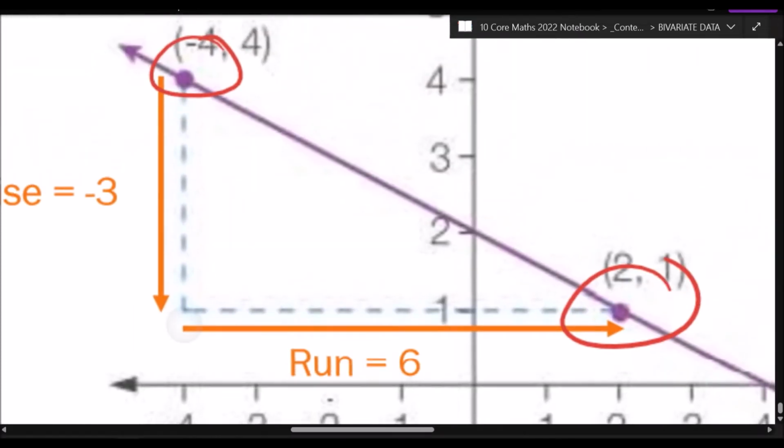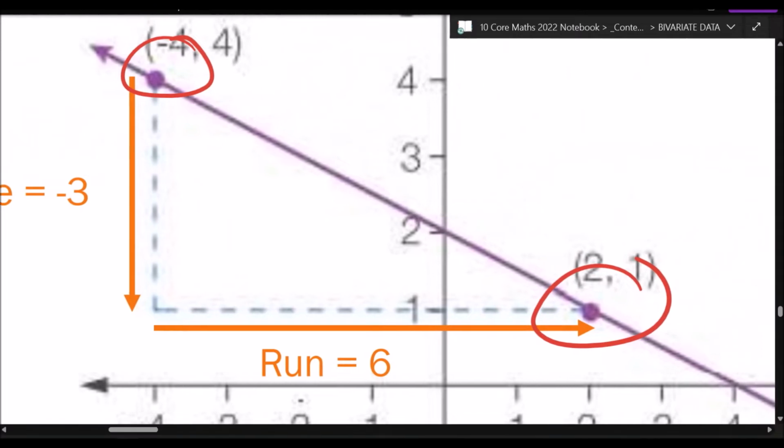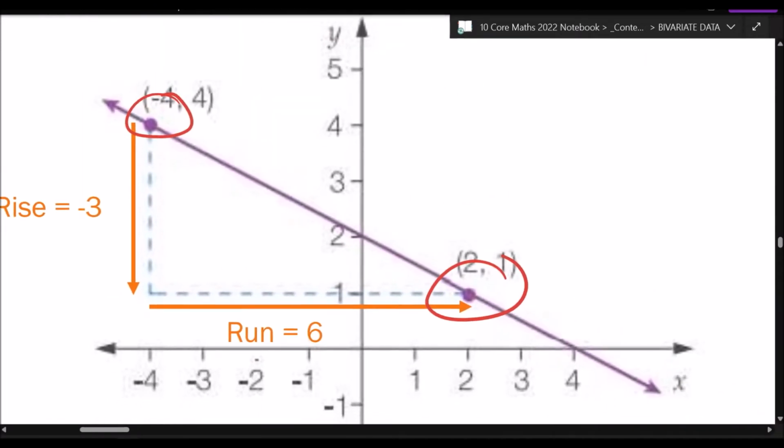Where are they located? On different sides of the y-axis? Yes, that's a good evaluation. But there's one more thing I'm looking for with regards to the line. Where are they on the line? Well, they're on the line, aren't they?